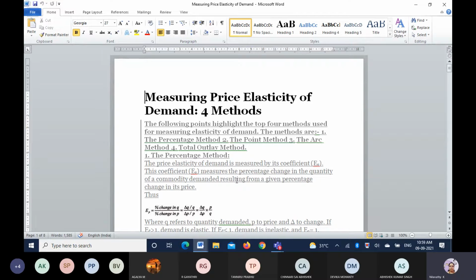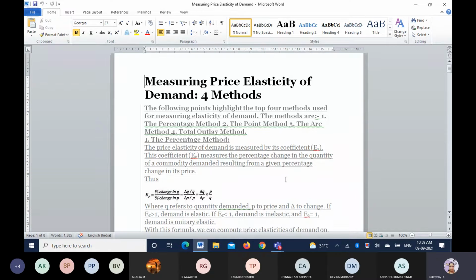Okay. So today we are going to see all the methods, and after that I will be giving some problems. You just work them out, and if you have a doubt, you can ask me. Okay. So now, measuring the price elasticity of demand. Is my screen visible for you people?